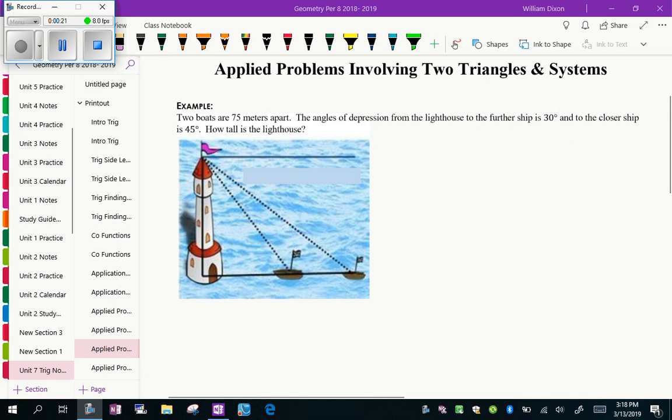It says two boats are 75 meters apart. So I'm going to fill that in right away. All right, our two boats here are 75 meters apart. It says the angle of depression from the lighthouse to the further ship is 30 degrees. So that's this angle here, because that's my horizontal angle of depression. And to the closer ship is 45. So that's going to be this one.